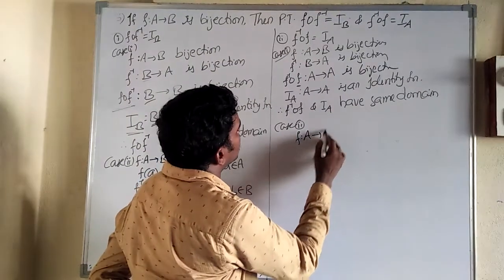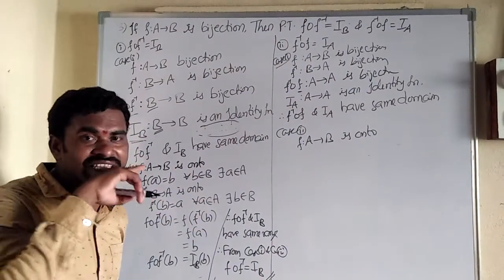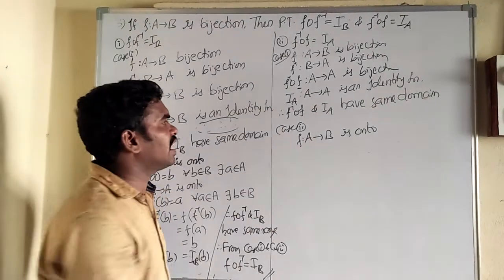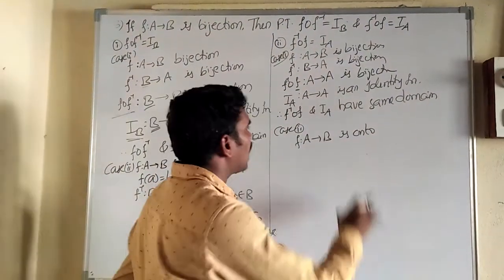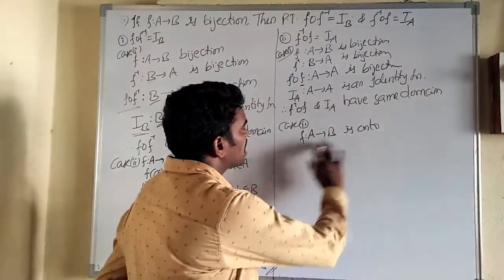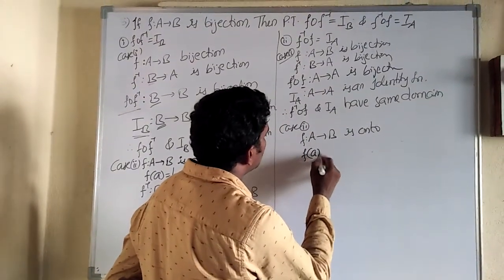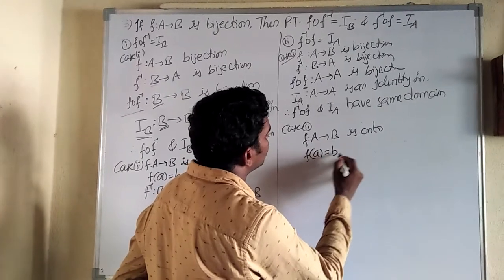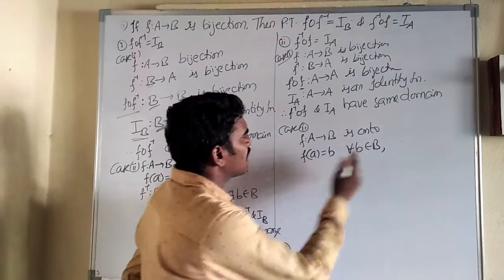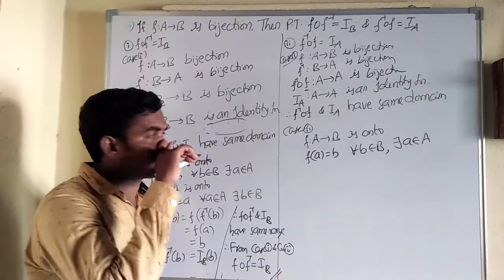F maps from A to B is a bijection, which means I am taking that onto. Okay, now in the previous class I told you about bijection. Bijection means it is both one-to-one and onto. Here we require the onto definition. That's why I am specifying onto. Now I am just leaving one-to-one, just taking onto. Okay, onto definition: F of small a equals small b, for all b belongs to capital B, there exists small a belongs to capital A. So this is onto of F.